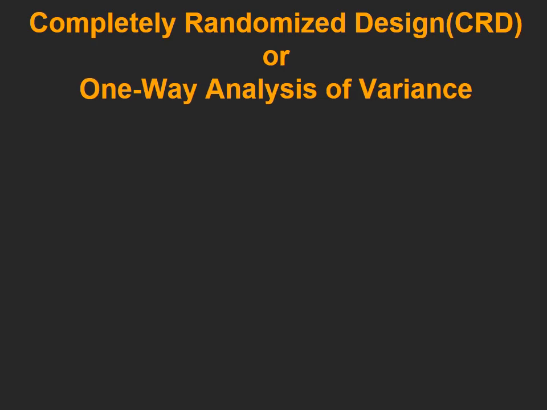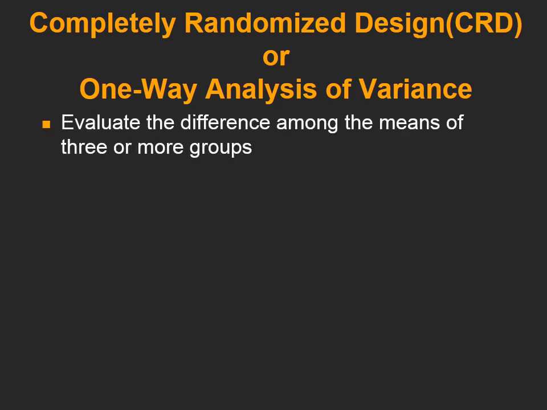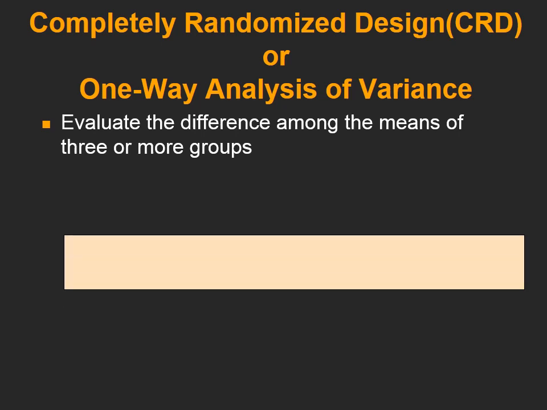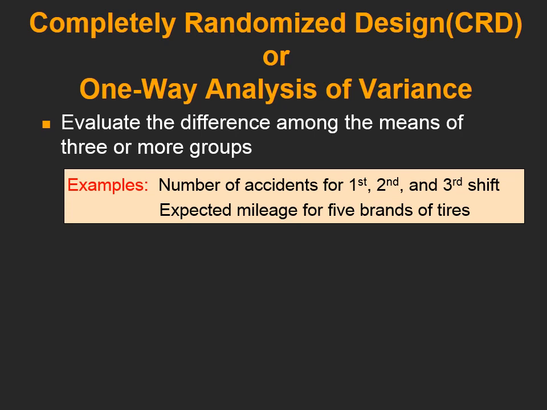This presentation is about a problem in one-way classification, or completely randomized design. We evaluate the difference among the means of three or more groups in one-way classification. For example, the number of accidents for first, second and third shift can be put under one-way classification. Another example is expected mileage for 5 brands of tires. This can also be analyzed with one-way analysis.